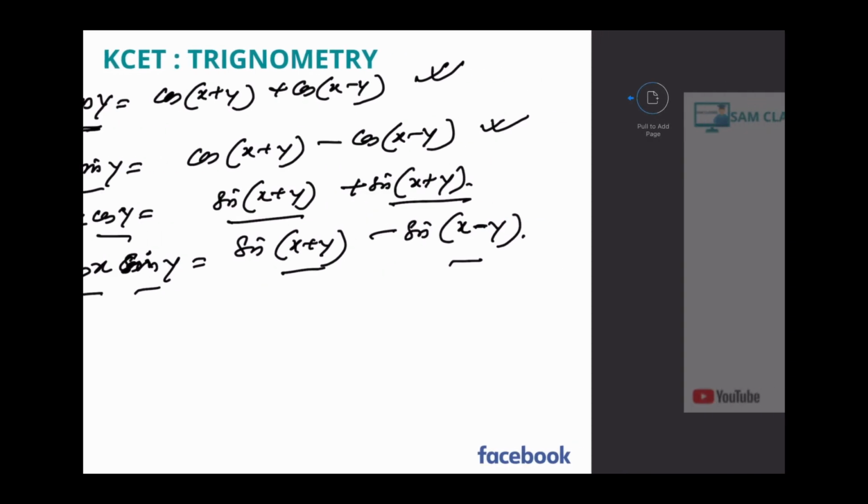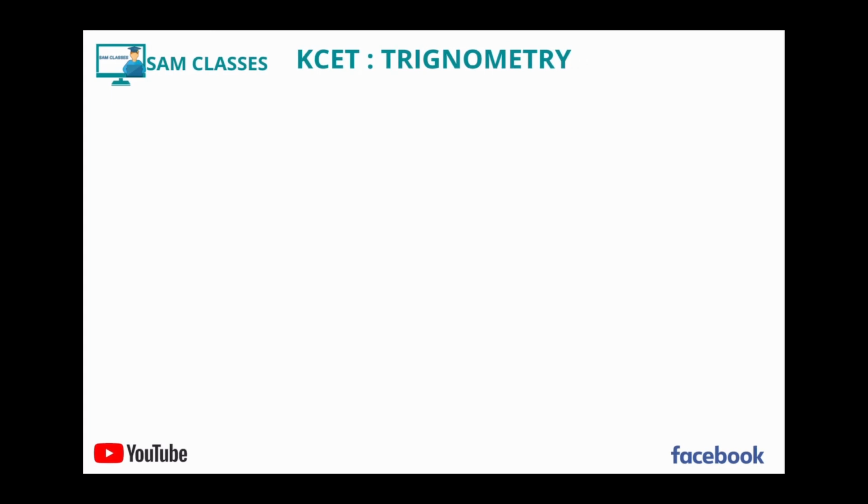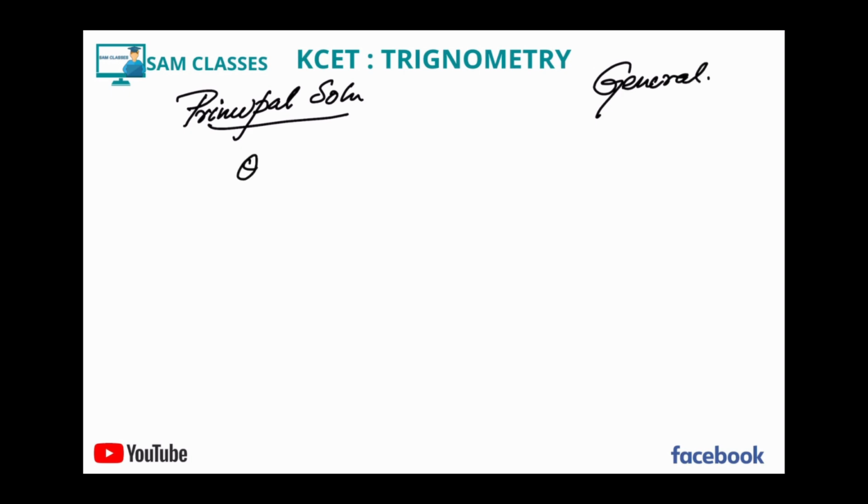Okay. Now, so next part of this trigo is the most important part. That is trigonometric equation. So in trigonometric equation, we have two parts. One is called the principal solution, okay, and the other is general solution.